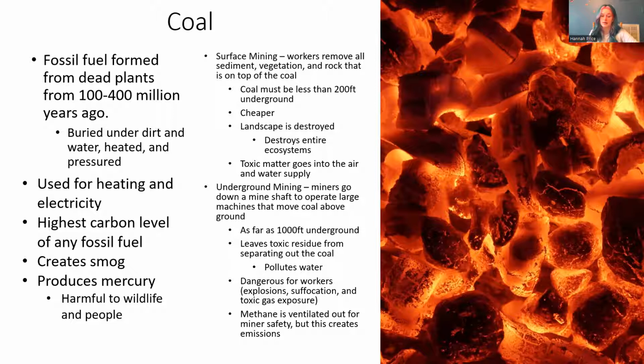With underground mining, they go down a mine shaft to operate large machinery that moves coal above ground. And this can go as far as 1,000 feet underground, but it leaves toxic residue from separating the coal, which pollutes the underground water supply. This is also very dangerous for the miners, as there are many explosions. You can suffocate where it's so far down there's a lack of oxygen, and there's toxic gas exposure such as methane.